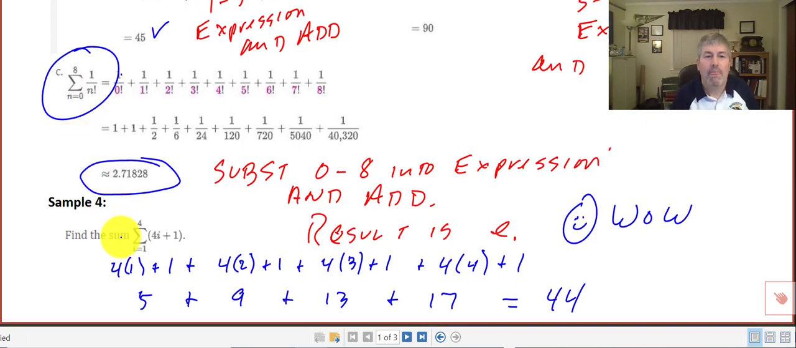Our sample 4: find the sum of 4i plus 1 from i equals 1 to 4. So we would complete that problem. We're going to substitute 1 in for i, multiply it by 4 and add 1. So 4 times 1 plus 1 is 5. And then we put 2 in. So 4 times 2 plus 1 is 9. Put 3 in. 4 times 3 plus 1 is 13. 4 times 4 plus 1 is 17. Add 5, 9, 13, and 17, and we get a value of 44. So the sum of 4i plus 1 from 1 to 4 is 44.